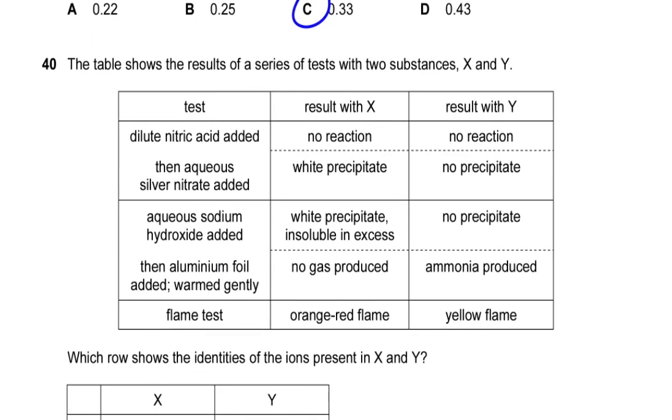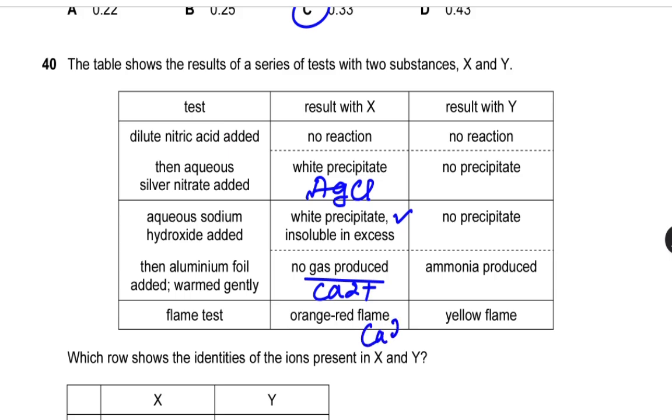Now question number 40. The table shows the results of a series of tests with two substances X and Y. Dilute nitric acid is added, then aqueous silver nitrate. If there is no reaction, white precipitates are there with silver nitrate. So remember, with silver nitrate, the white precipitate indicates chloride ions, and the product will be silver chloride. Aqueous sodium hydroxide is added, white precipitate insoluble in excess, so calcium ions are present. Flame test gives a red flame for the calcium ion.